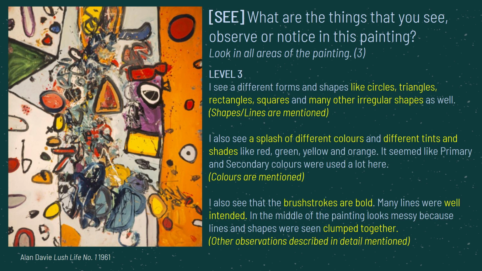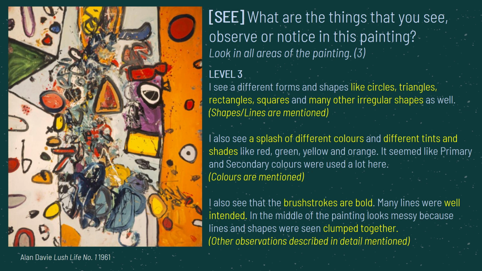A level 3 example answer is when you describe to me the shapes or lines that you see. For example, you see circles, triangles, irregular shapes. Number 2, you mention to me the colors that you see. So you have learned the color theory, right? You have learned the color wheel. You know what are primary colors, you know what are secondary colors, and you even know what are tints and shades. So when you mention these kinds of things, I will give you the marks.